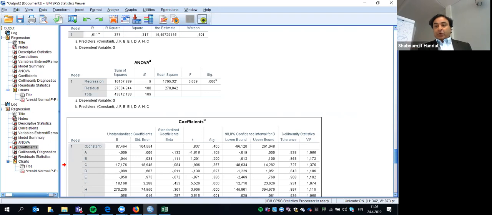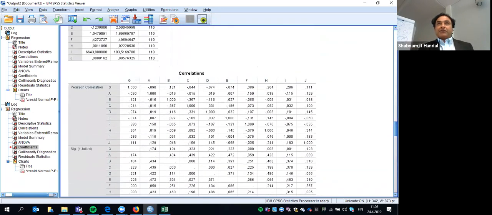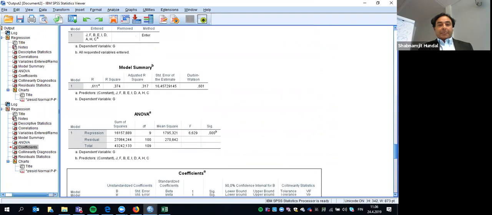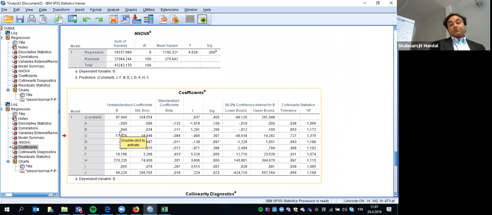The first thing we see always is the correlation matrix. And then we see whether the correlation is significant or not. Then we see the estimates, the coefficients. We always see the unstandardized coefficients. That would show the positive or negative relation, or the size of the variable. But more than the size, the most important thing is significance.